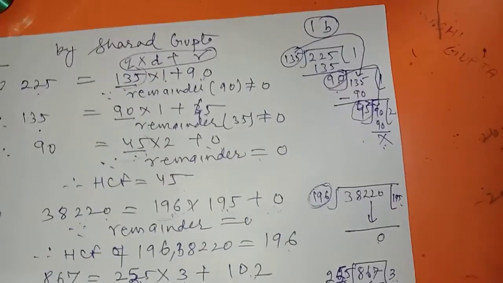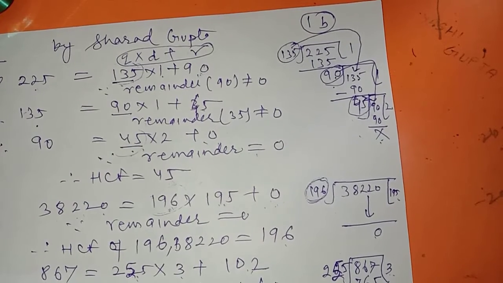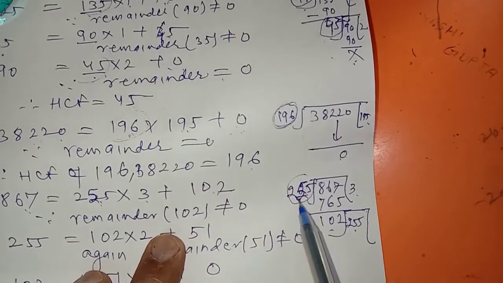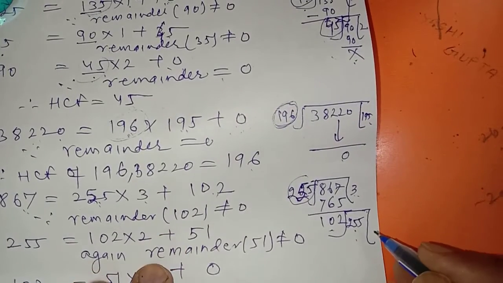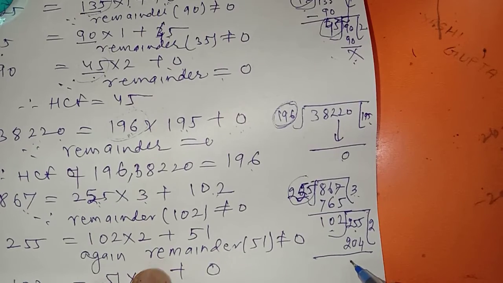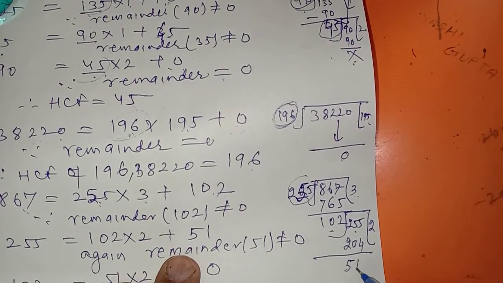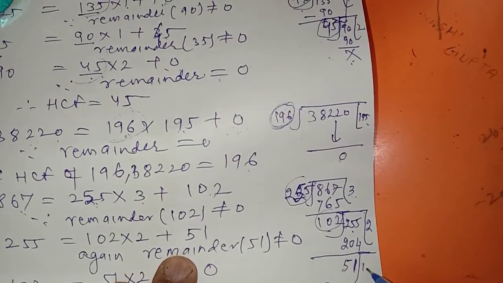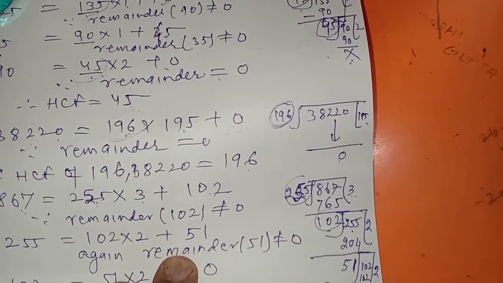तो जैसा यहाँ करा था. Now this will become the divisor and this number will become the dividend. पुराना वाला डिवाइजर डिविडेंड हो जाता है. तो कितने से जा रहा है अभी? It is by 2. तो by 2 means 204. Now the remainder will be 51. So now this will be the divisor, this will be the dividend. Now it will be divided by 2, so 102. This will be the remainder 0.